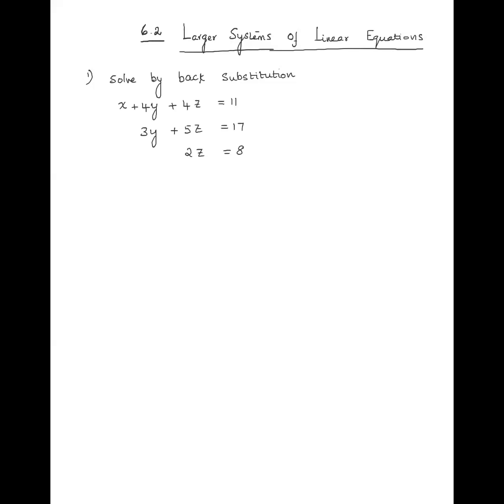So we are covering 6.2 larger systems of linear equations. The first one is solve by back substitution. What that means is if you look at the third equation, we have 2z equal to 8. So we can get the z by itself, and then go back to substitute in equation number 2 and then substitute in 1. So we are going backwards. It's called the back substitution.